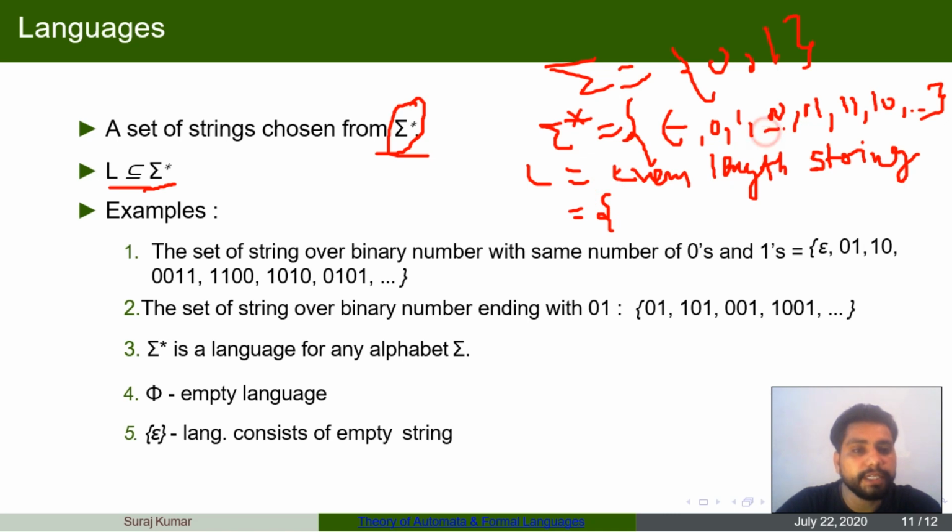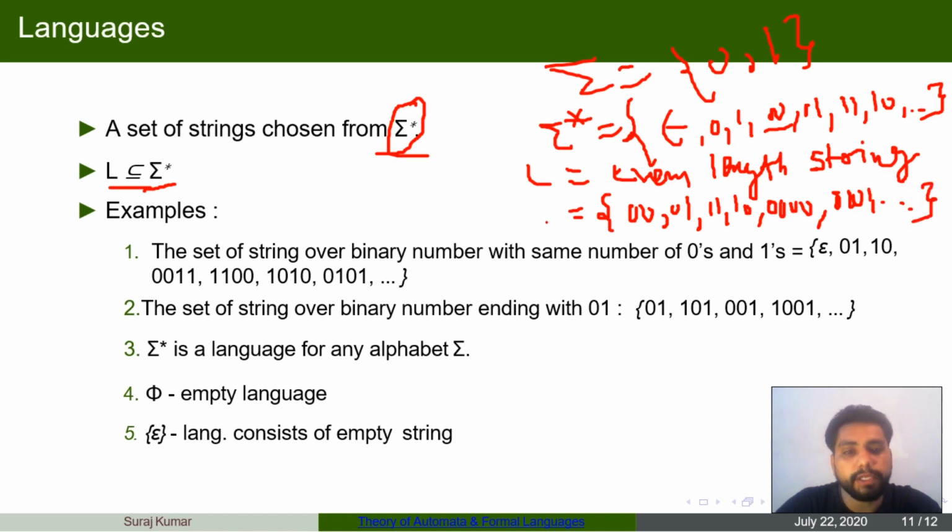In this case, you can see these are even length strings: 00, 01, 11, 10, and then you will have 4 length strings like 0000, 0001, and after 4 length strings you can have 6 length strings, 8 length strings, and so on. Sigma star contains all the strings, and the language is a subset of sigma star. So we choose our language from sigma star.